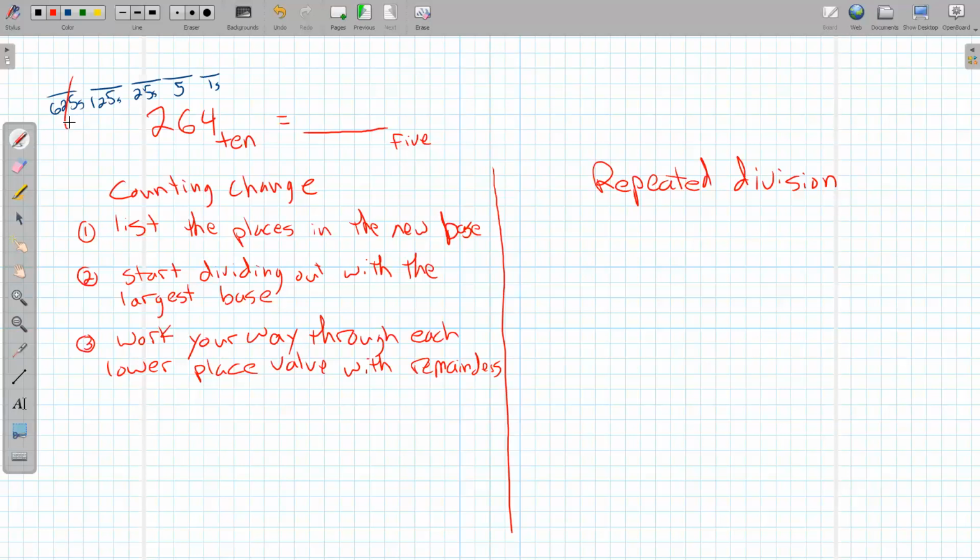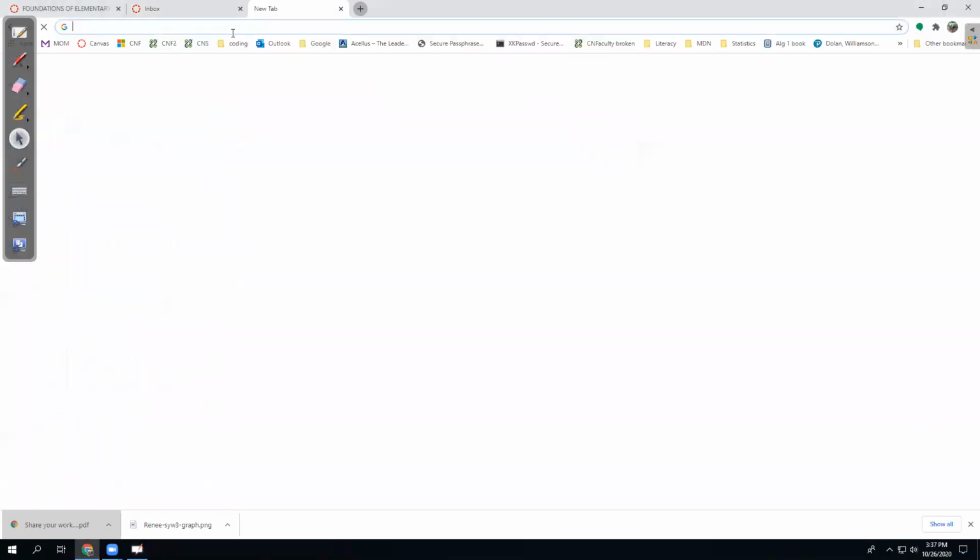So if you hadn't made much progress on the first method, I need to list out the place values till I get to a place value that's bigger than what I started. That tells me the largest place value I need. So then I ask myself, how many times does 125 go into 264? Calculator trick for that. You don't want to do that by hand, and I don't blame you if you don't.